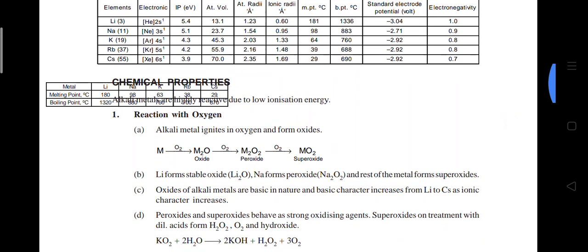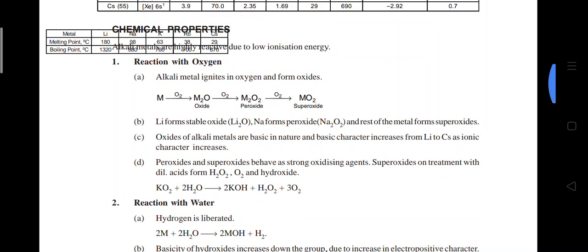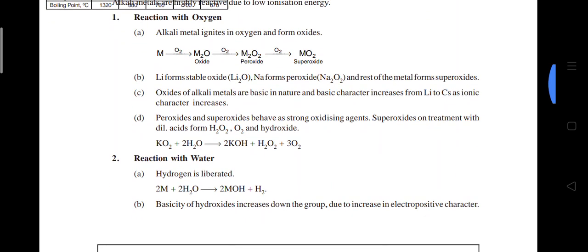Next is chemical properties. First, reaction with oxygen. Alkali metals ignite in oxygen and form oxides. Lithium forms stable oxide, Na forms peroxide, and the rest of the metals form superoxide. Oxides of alkali metals are basic in nature and basic character increases from lithium to cesium as ionic character increases. Peroxide and superoxide behave as strong oxidizing agents. Superoxides on treatment with dilute acid form peroxide, oxygen and hydroxide.